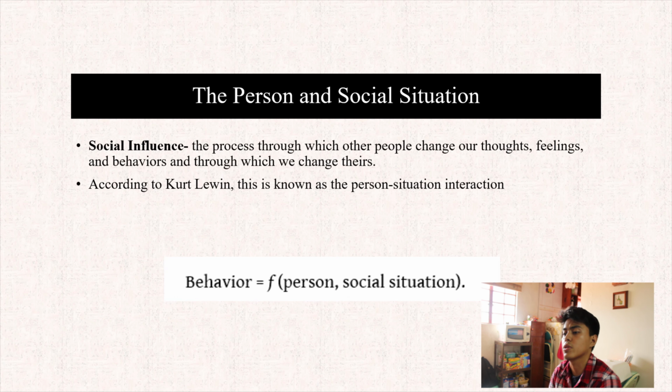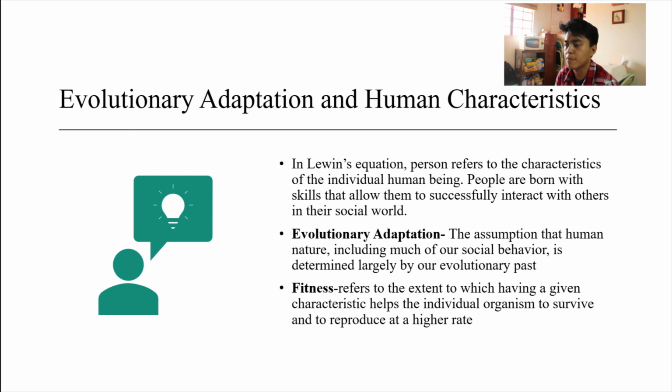Now, according to Kurt Lewin, the behavior of a person is known as the person, situation, and interaction, in which behavior is the function of the person we encounter every day and the social situation that we experience every day. So, evolutionary adaptation and human characteristics. In Lewin's equation, person refers to the characteristics of the individual human being. People are born with skills with which we interact successfully with other people in the social world. So it is innate in us to interact with other people successfully.